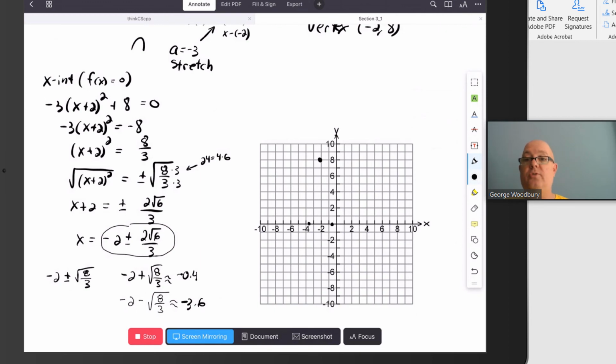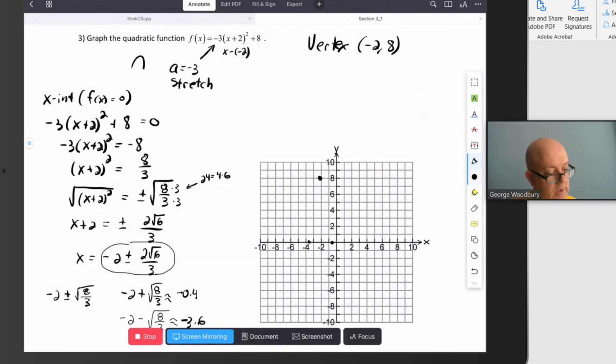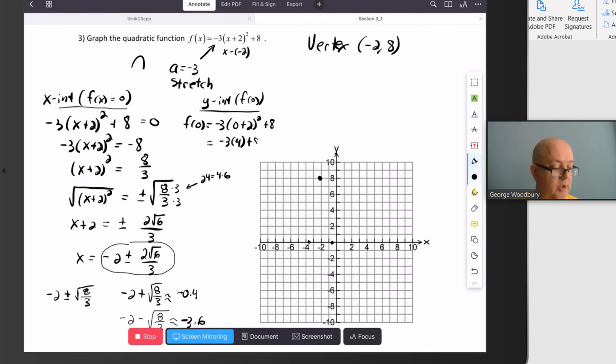Let's find the y-intercept next. The y-intercept, we have to find f of 0. F of 0 is negative 3 times 0 plus 2 squared plus 8. 0 plus 2 is 2. 2 squared is 4. So we have negative 3 times 4 plus 8. Negative 12 plus 8 is negative 4. So 0, negative 4 is the intercept. The axis is at negative 2. I go 2 in the other direction. That's going to be about there.